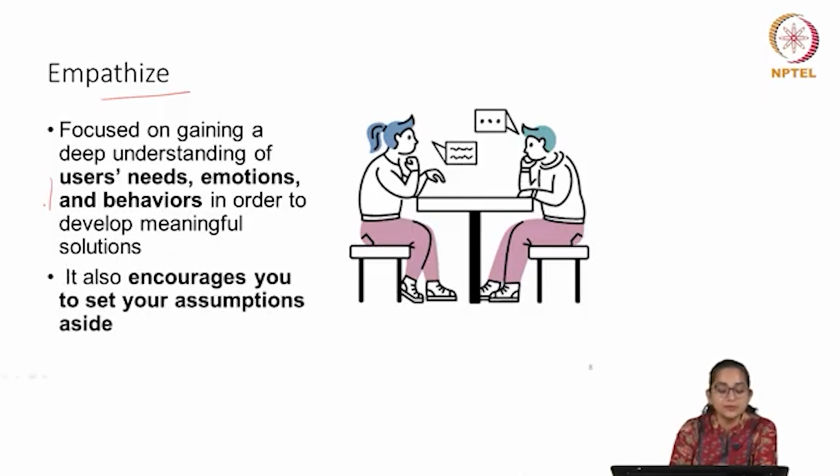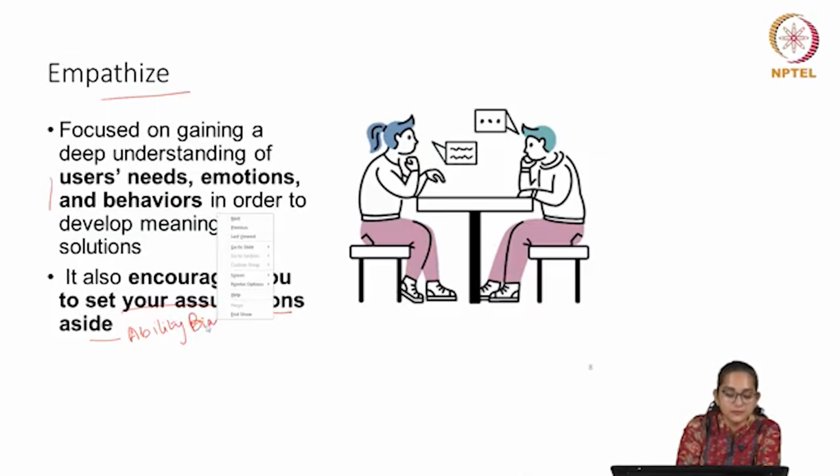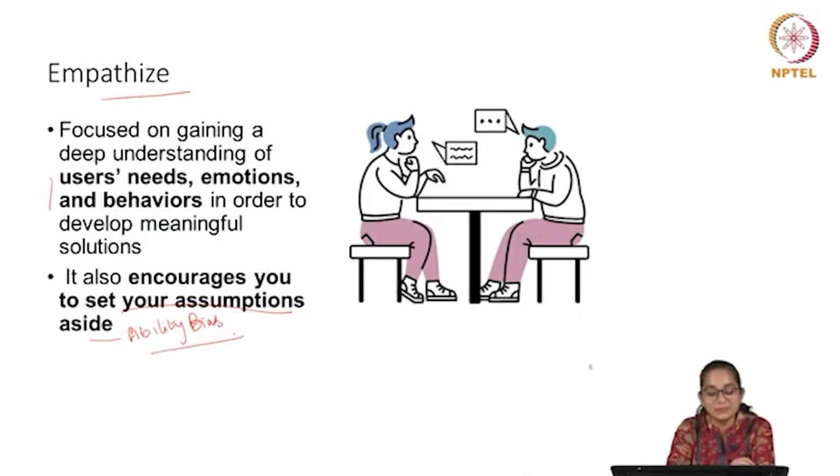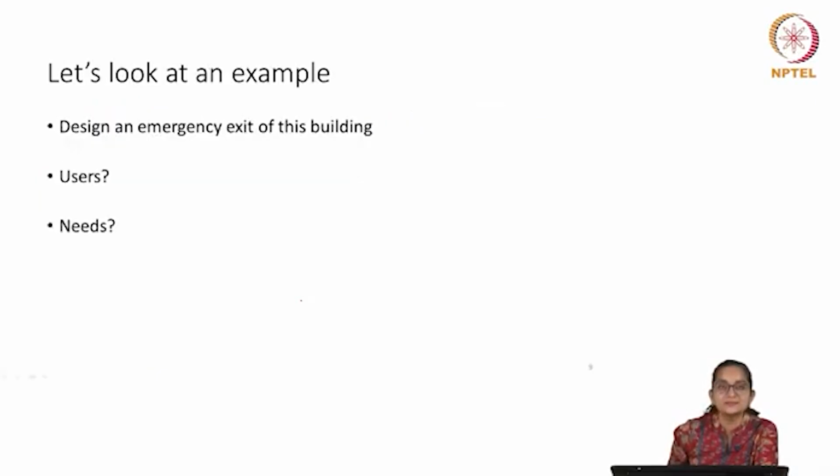This step also encourages you to set your assumptions aside. So I think we have already discussed, and we will re-look at it, how we tend to fall into the ability bias, but how we can try to stay away from it as well is something which we will discuss.